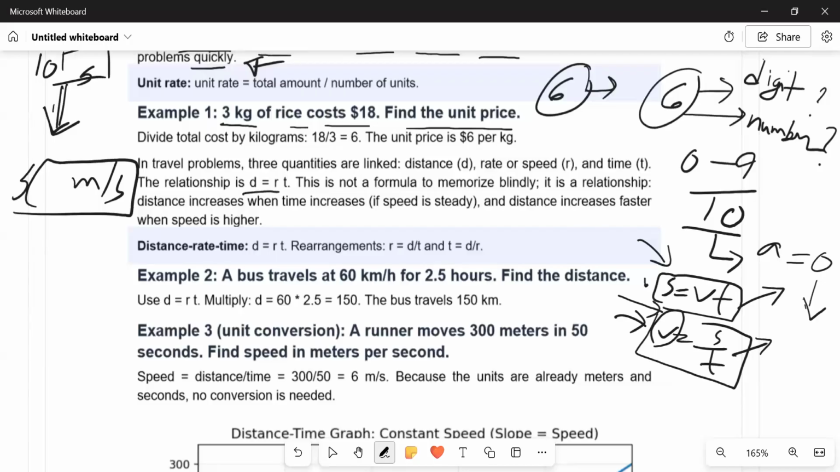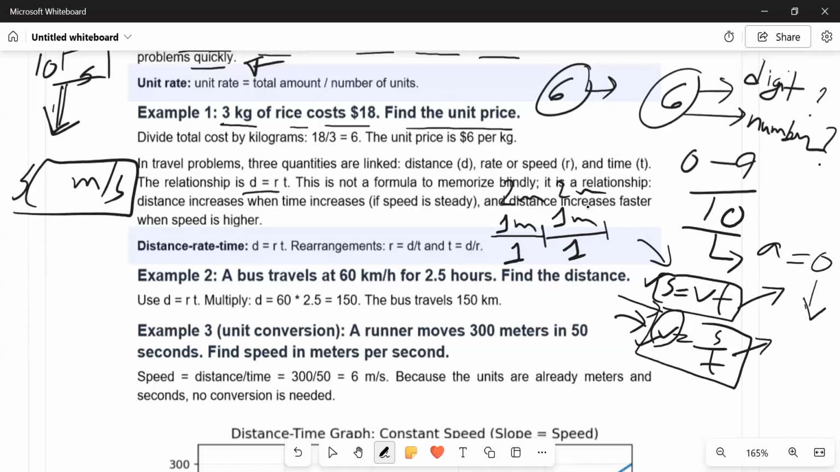So for this equation to be true, velocity needs to be constant. It's like you are covering 1 meter per second. Or per second you are covering 2 meters. So it's like 2 meters per second.